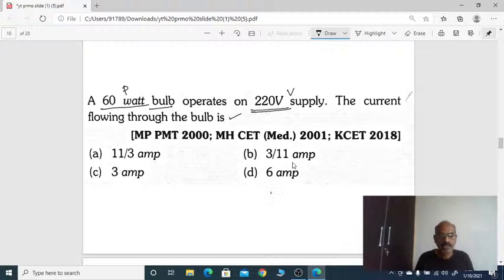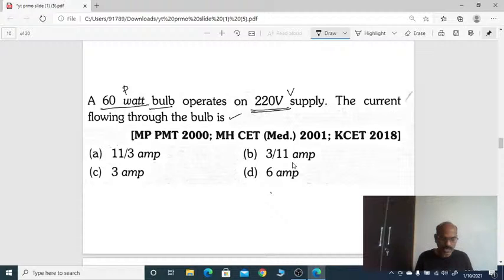Yes, Abhinav. James Bond, quickly. Bikram. Power is given, a 60-watt bulb operating on 220 volt. How much current is flowing through the bulb? Yes, Bikramjit, it is 3 by 11. James Bond also correct. Power is given, voltage given, a 60-watt bulb working under a 220 volt supply.